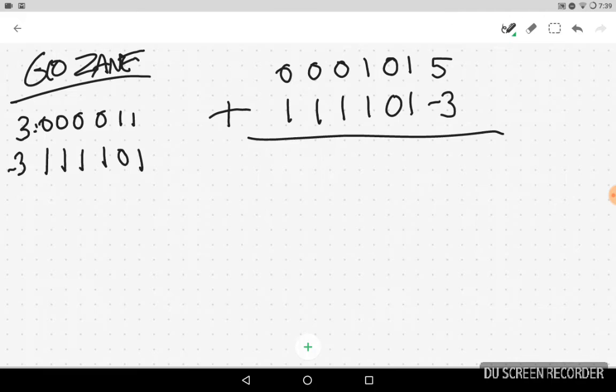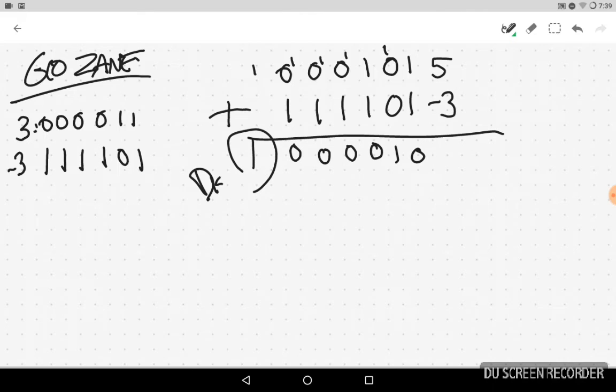So 1 and 1 is 0. Carry the 1. 1 and 1 is 0, carry the 1, 1 and 1 is 0, carry the 1, 1 and 1 is 0, carry the 1, 1 and 1 is 0, carry the 1, which goes down to here and is a discard. Another cool thing about using 2's complement is that you discard that bit. Okay, so then notice that this is our answer.